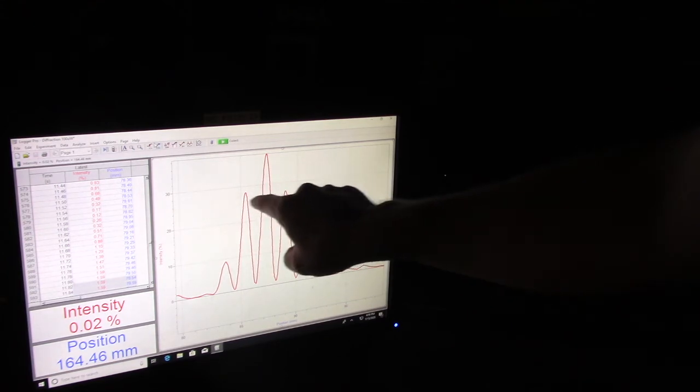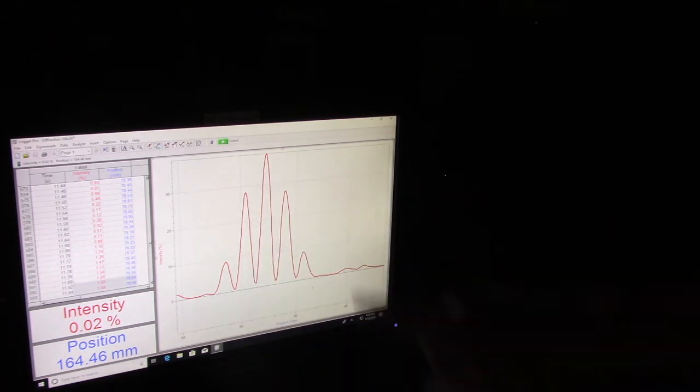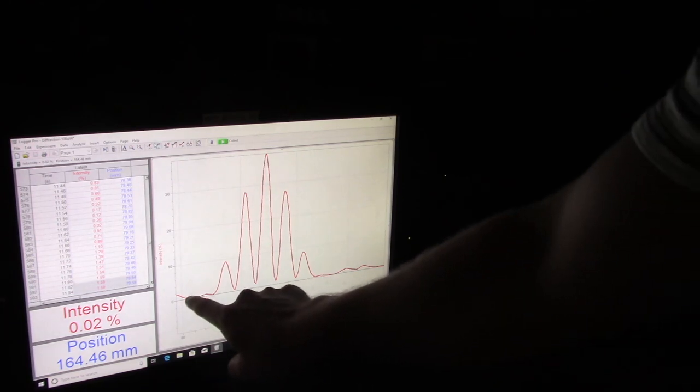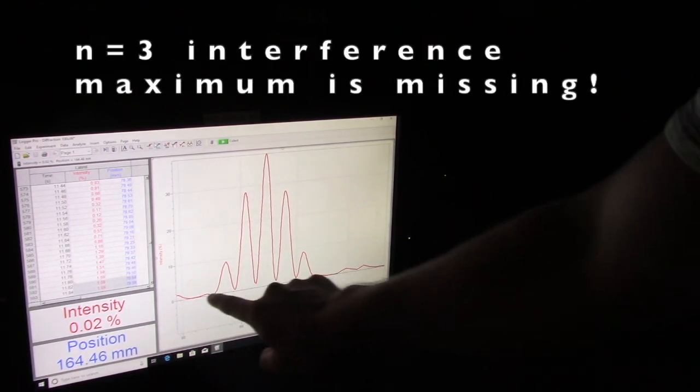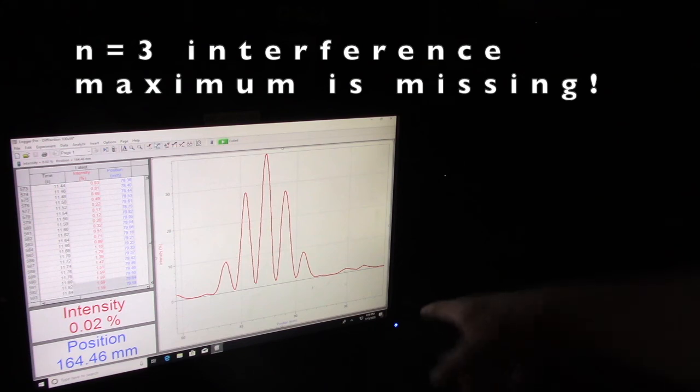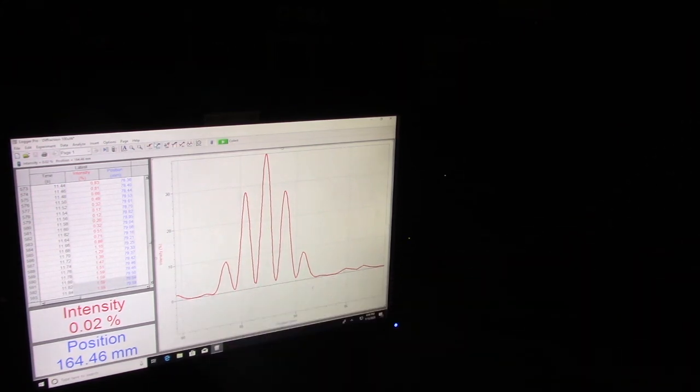and then on either side of that, left or right, we have the n equals 1 interference maximum, and then on either side of that we have the n equals 2 maximum. But notice the n equals 3 maximum on either side seems to be missing. You'd expect to see a peak right there, but you don't. So part of the analysis that you're going to do is to try to figure out why the n equals 3 maximum is missing from this interference pattern.